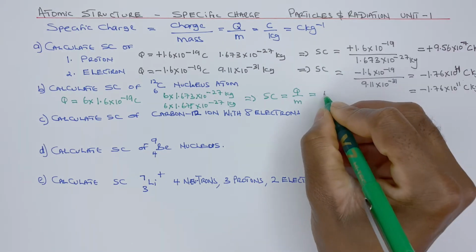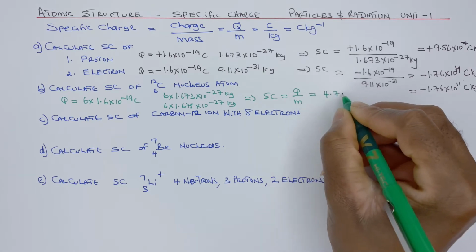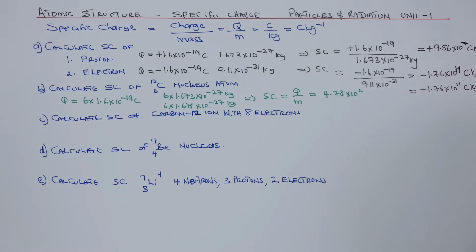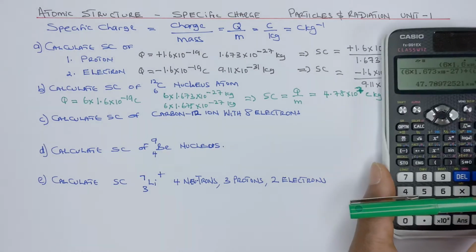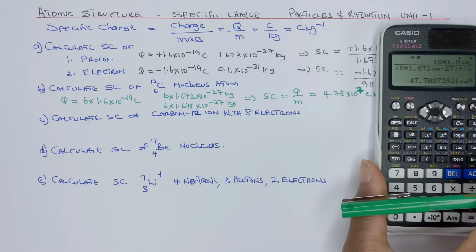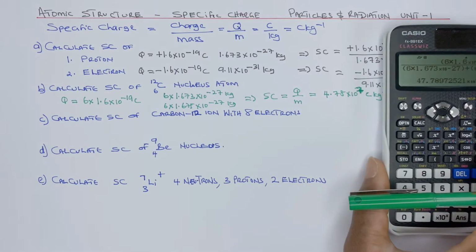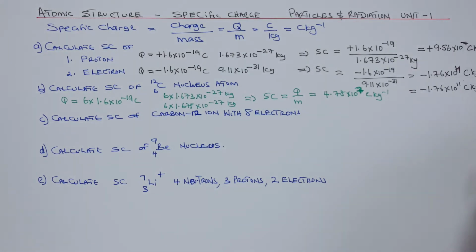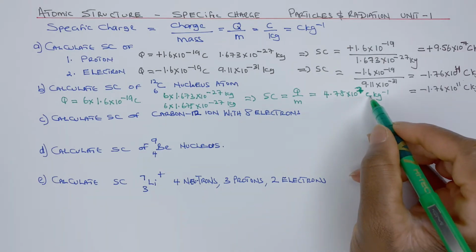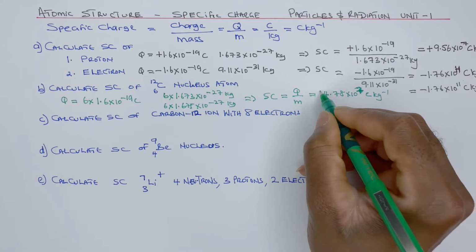4.78 times 10 to the power 7 coulombs per kilogram, or 47.8 times 10 to the power 6. I'm just using the scientific notation. So that would be 4.78 times 10 to the power 7 coulombs per kilogram. So that will be a plus.